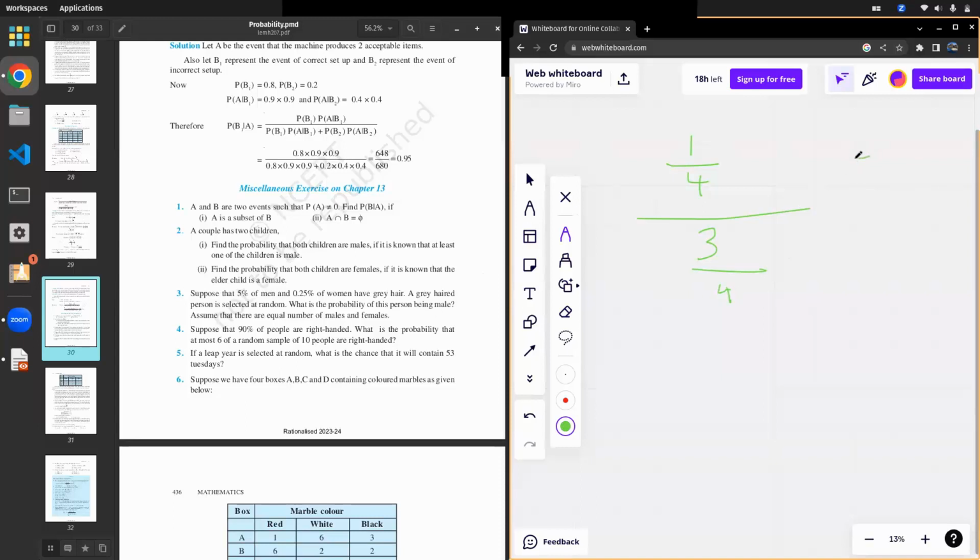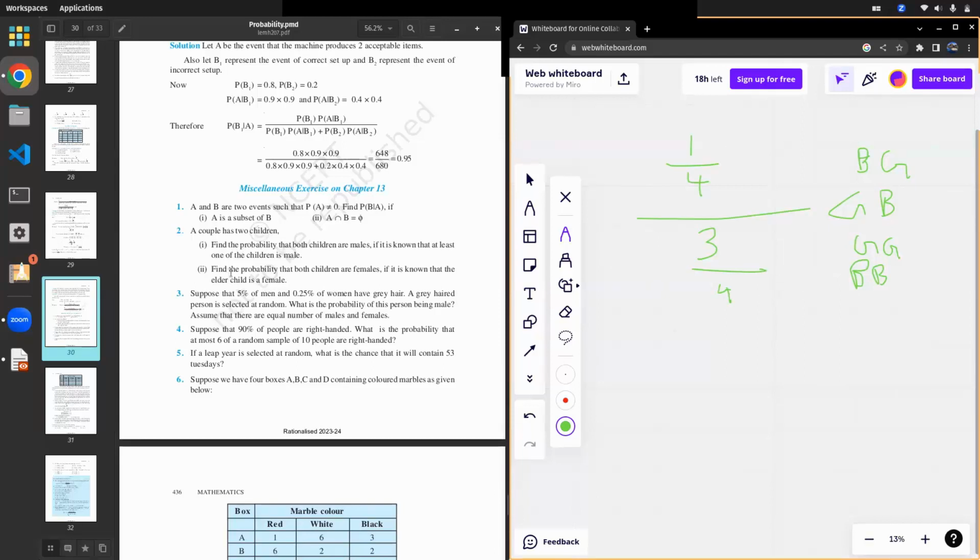So the overall sample space for the experiment is boy, girl, girl, boy, both are girls, both are boys. So the number of favorable outcomes for at least one boy is 3. So that's why we have the denominator as 3 by 4. So the answer will be 1 by 3 for this question.